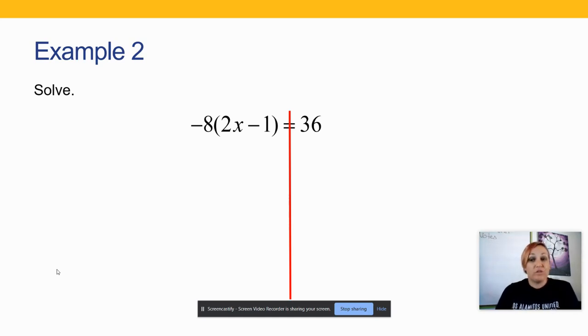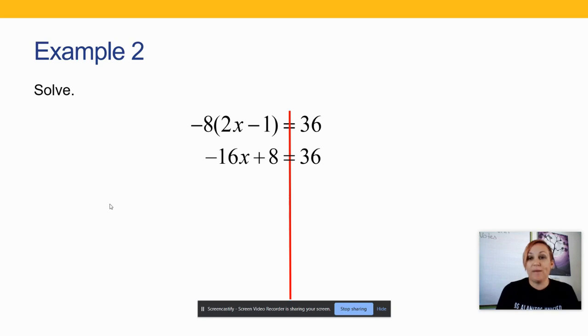Be careful when you're distributing a negative. -8 times 2x becomes a -16. And then -8 times a -1, you will end up changing that sign as well, and it'll become a +8. So whenever the number that you're distributing is negative, then the signs inside the parentheses will change.